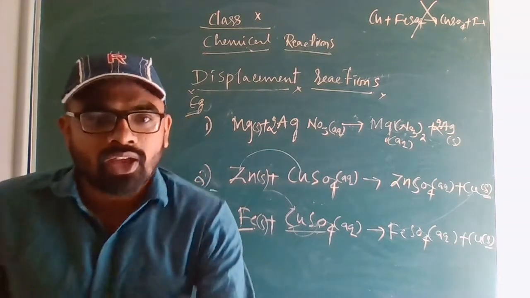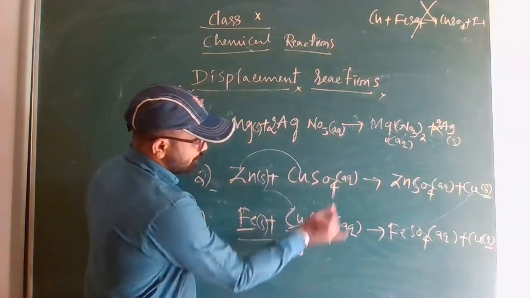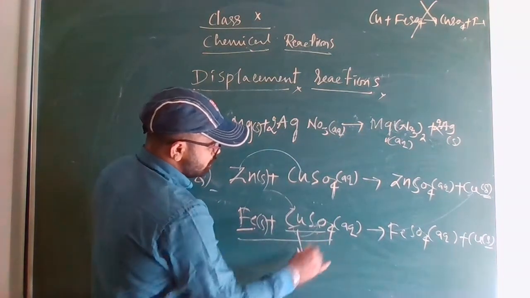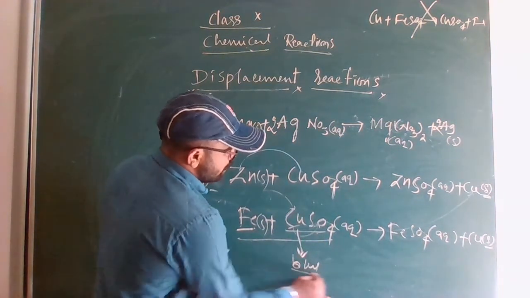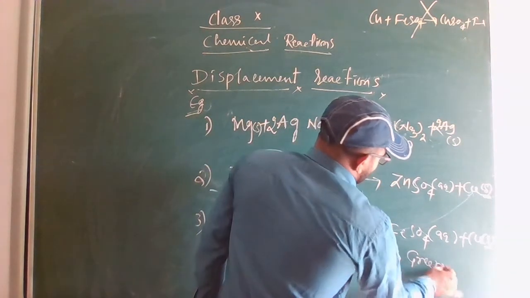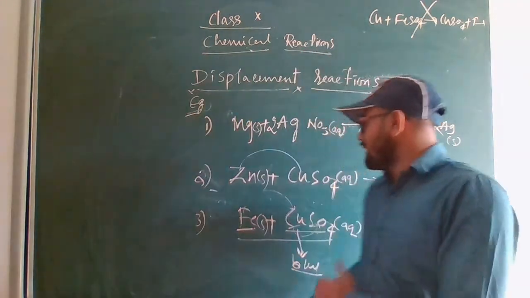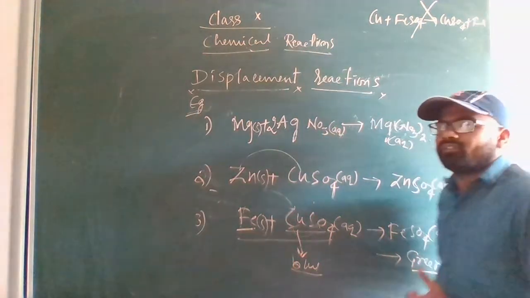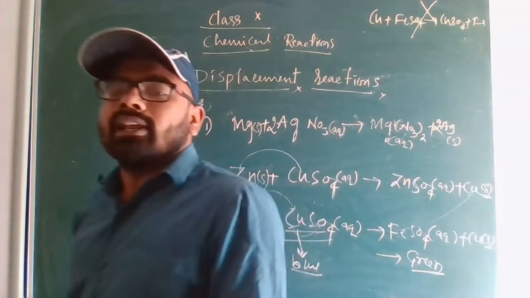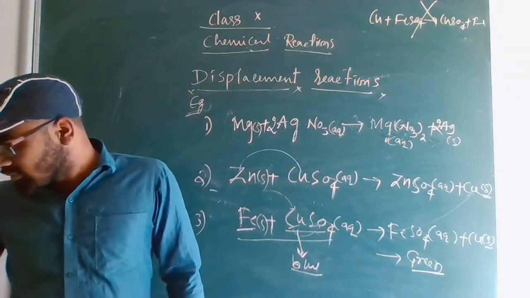See here in this we can see a color change. Here we can see this one is blue, and here we will see a color change to green. The sulfate solution which is blue, that means it is copper sulfate solution, will be converted to ferrous sulfate, that means iron sulfate. It will be green in color. Okay, so this one we have seen.